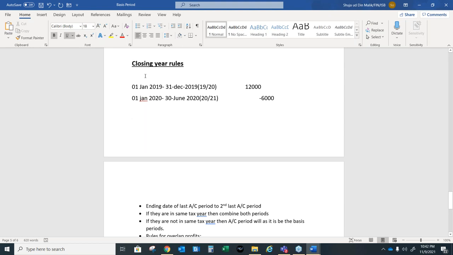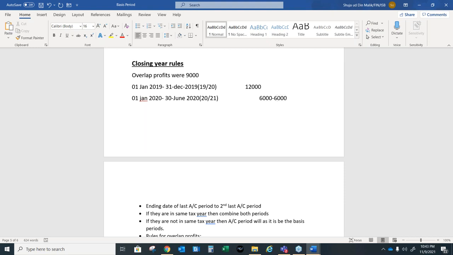So if we assume that the overlap profits in this case were 9,000. So this is the profit. These are the overlap profits of 9,000. This is our last tax year 2021 with these dates. This is the 6,000. The original overlap profits are 9,000. 6,000 will be adjusted here.